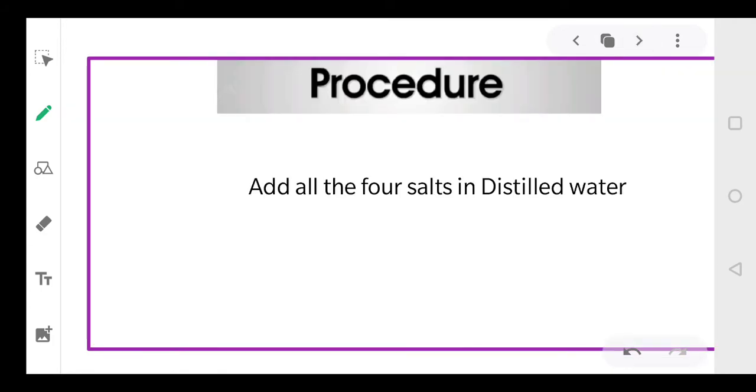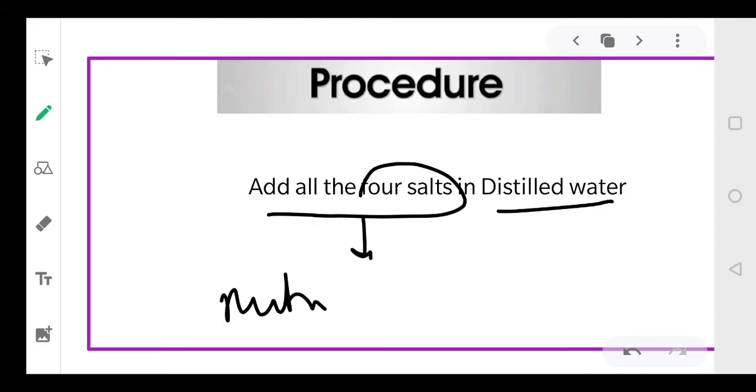Now the very first step that we'll do: first of all, we'll add all the 4 salts in the distilled water. So we will prepare a solution that is called a mineral solution. We will mix all the 4 salts that we have weighed and make a mineral solution, a nutrient medium. Okay, we will make a nutrient medium.